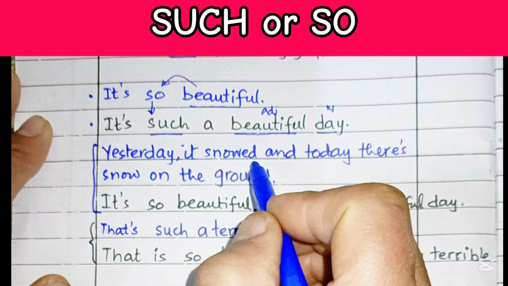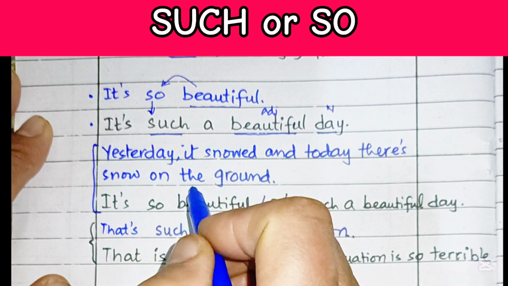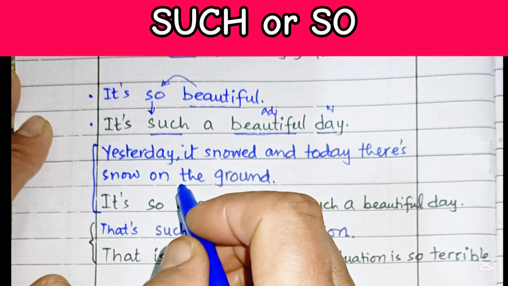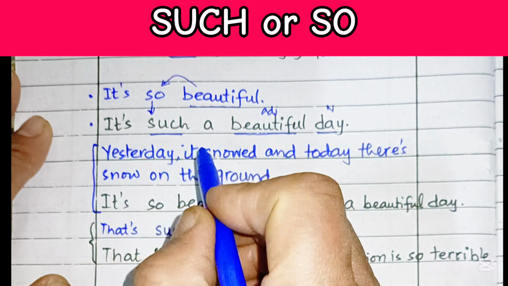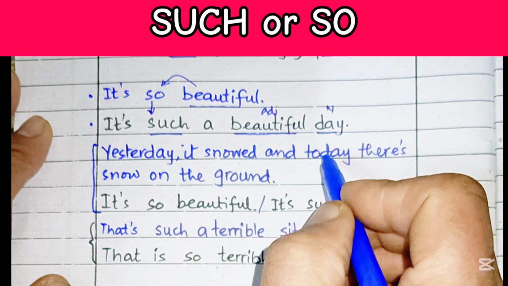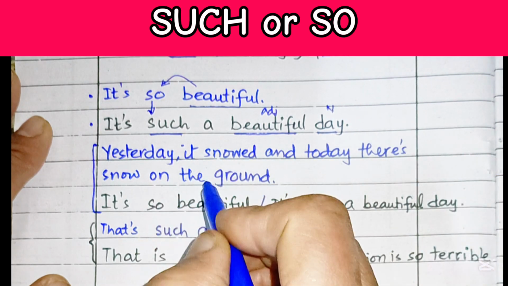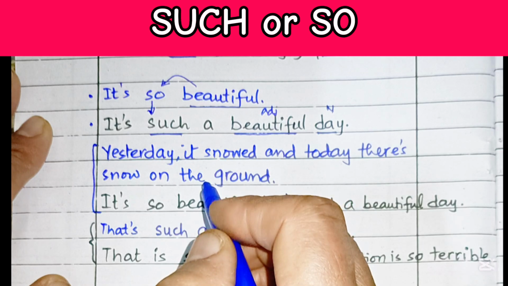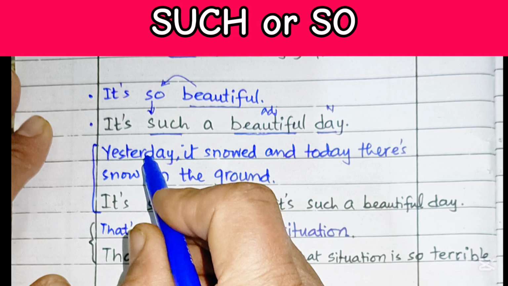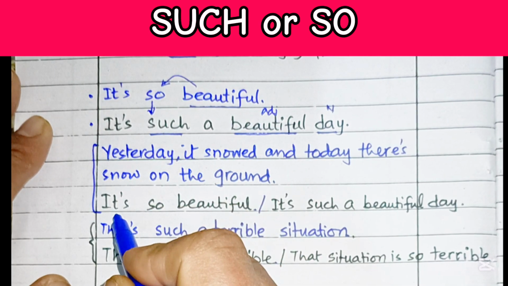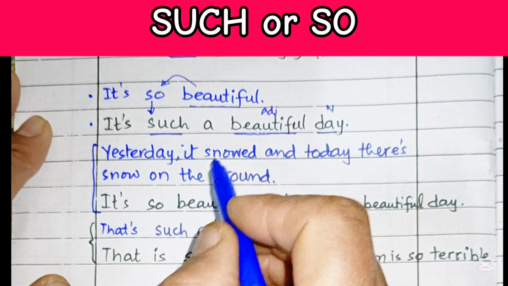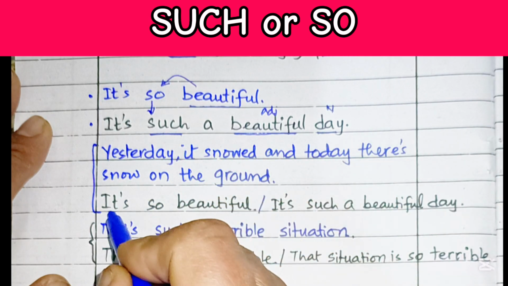Yesterday it snowed and today there is snow on the ground. This is the setting, or this is the scene. Yesterday it snowed, we can imagine, and today there is snow on the ground. You can see the imagery used in this sentence. Now, based on this situation, we have this sentence with us. It's so beautiful. This is the scene, and we say it's so beautiful.